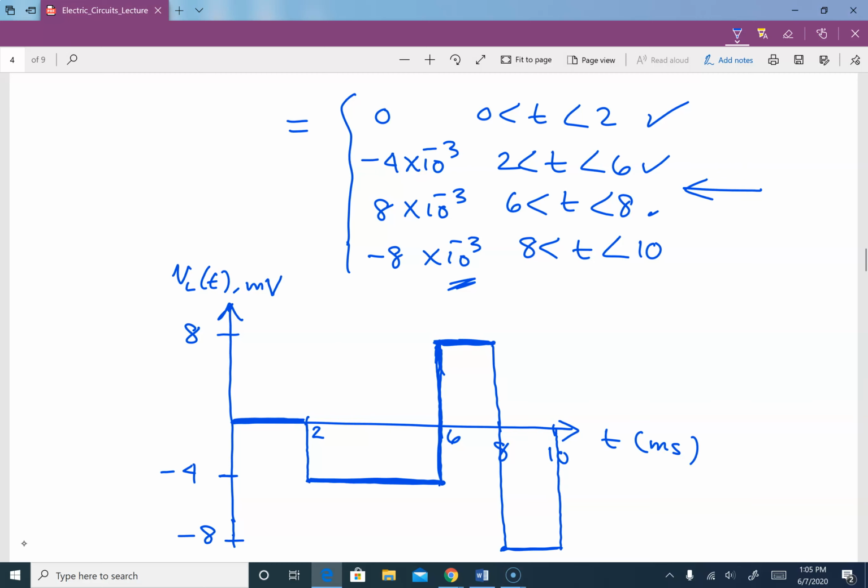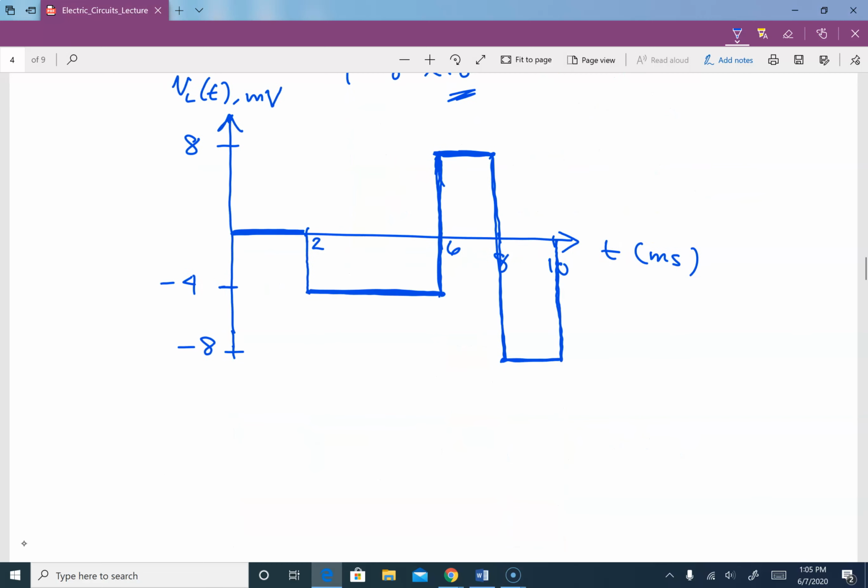And this is our voltage waveform for the inductor based on the given current waveform. So now we can go with the inductance or inductor connections.